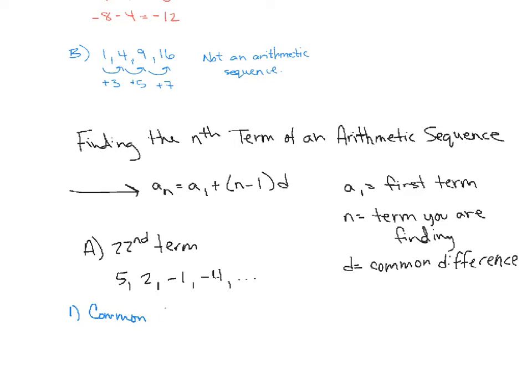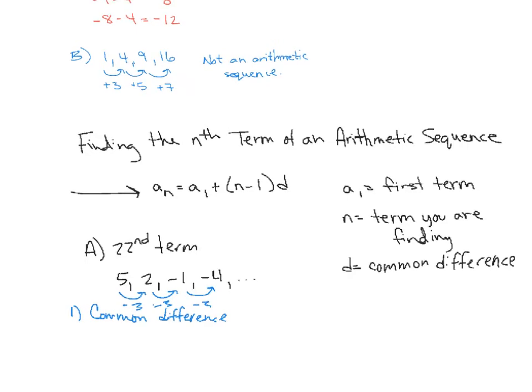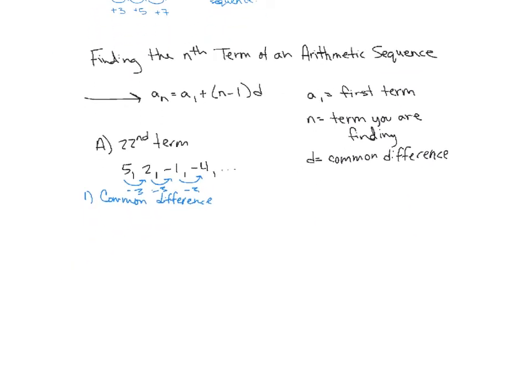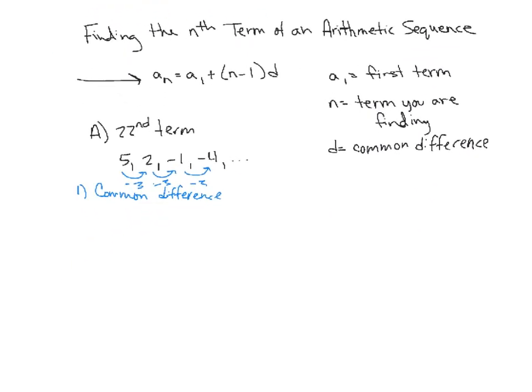Remember, we just compare. Okay, we subtracted 3, subtracted 3, subtracted 3. So we know the common difference is -3. So then we use that formula. A n equals A1 plus n minus 1 times d.